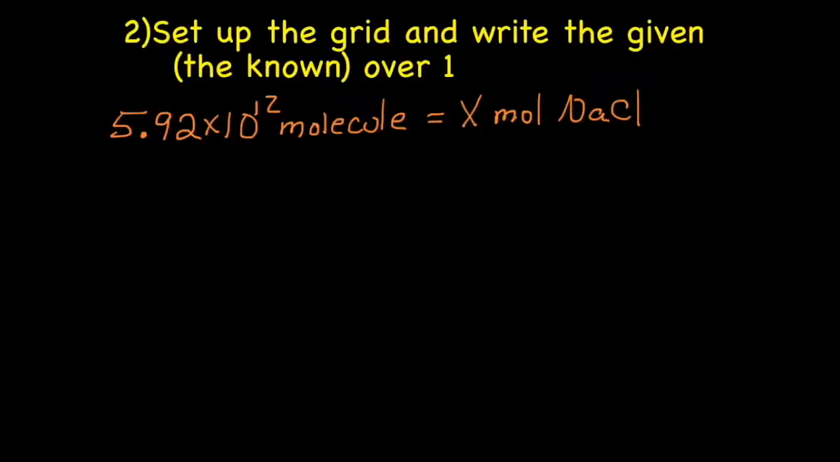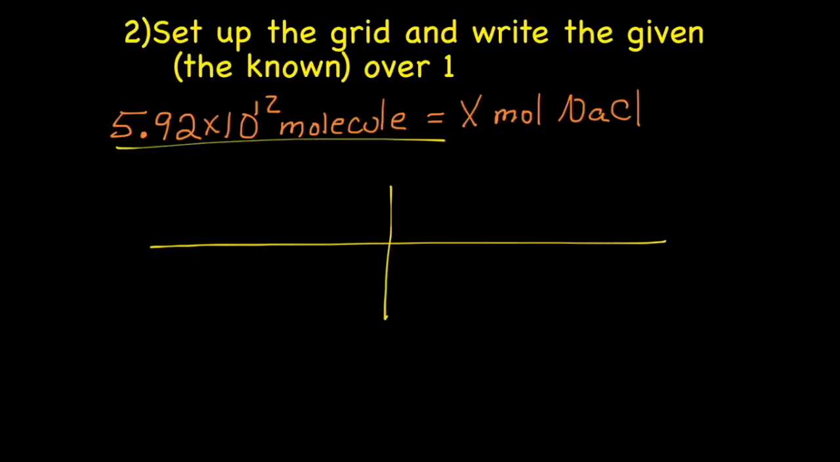Okay, the next step is we're going to write a grid, some people call it a T-chart, and write the given or the known over 1. So we'll write this grid here. Here's our grid. And our given or our known is still this. So I'm going to have 5.92 times 10 to the 12th molecules. I'm going to abbreviate molecules as molec over 1. So I've written the grid. I wrote our given over 1, which is the second step.